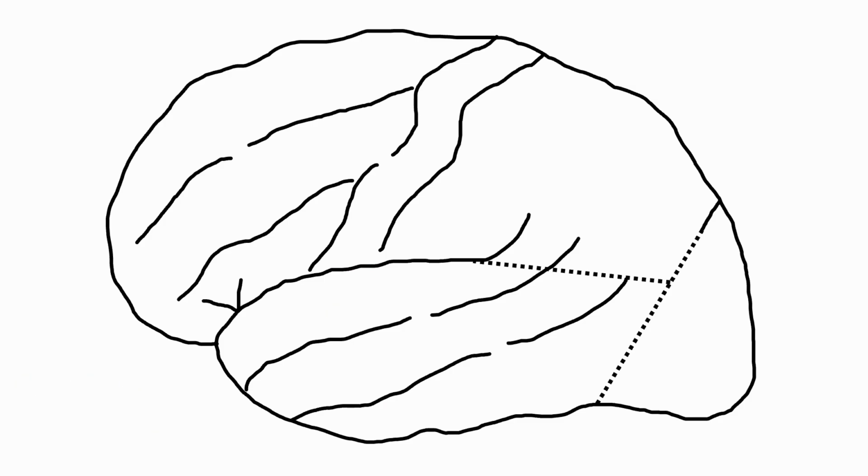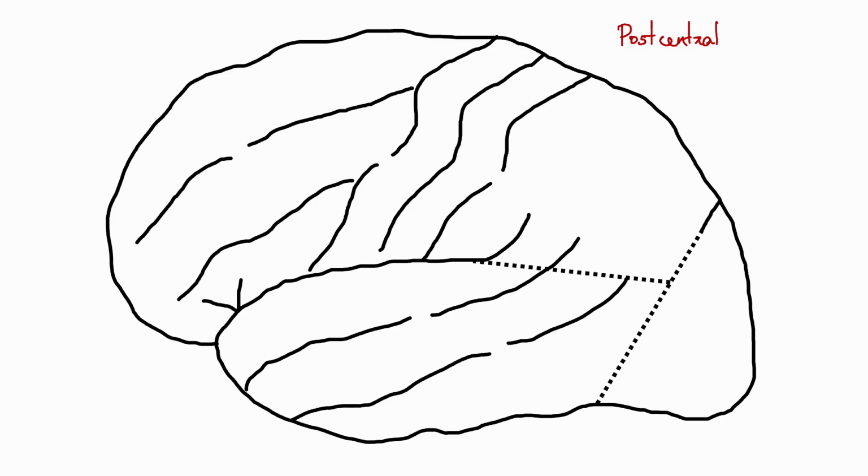Next will be the sulci and gyri of the parietal lobe. This is the first one. This sulcus is known as the post-central sulcus. It runs downwards and forwards, a little behind and parallel to the central sulcus. The area between these two sulci is called the post-central gyrus.